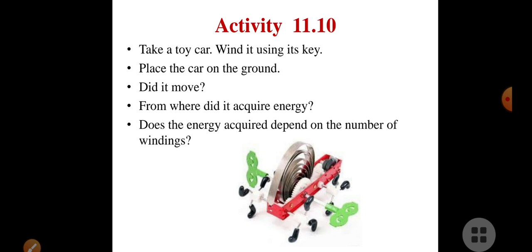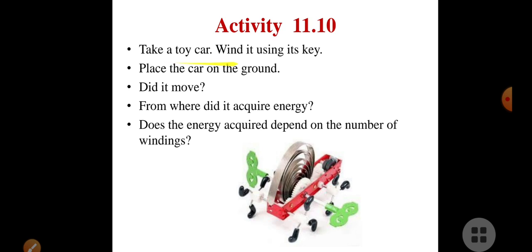So, what was happening inside it? This is a spring near this tire, and when we wind this key, what were we doing? We were moving our hand. We were doing work in winding this key, and that work is stored in the form of elastic potential energy. Means the shape of this spring gets changed, and when we allow this toy to move, then again this spring regains its shape and it does work.